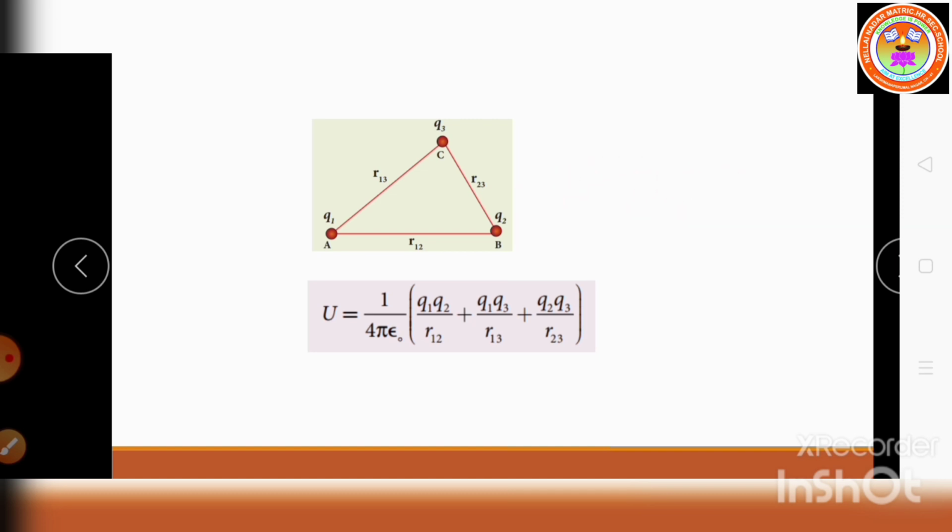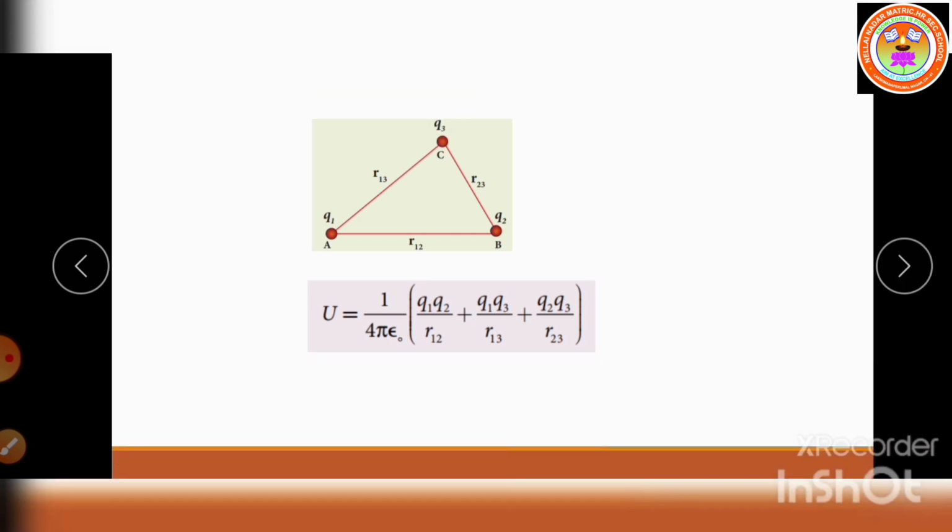Listen at this 3-point. If you arrange the charges any way, listen, the electrostatic formula, the total electrostatic potential energy U is equal to 1 by 4 pi epsilon naught, Q1 Q2 by R12 plus Q1 Q3 by R13 plus Q2 Q3 by R23. Okay, understand children?